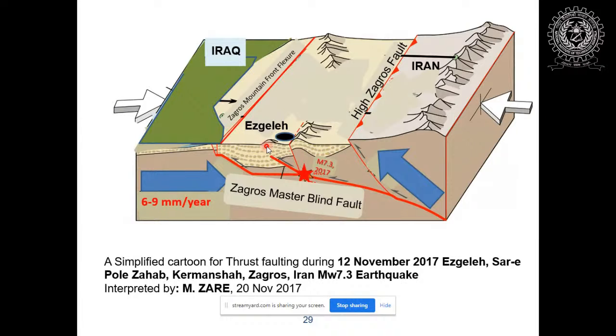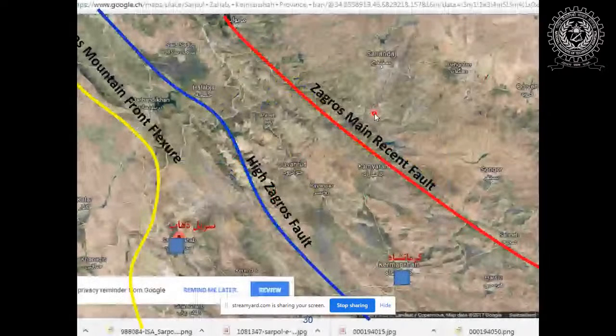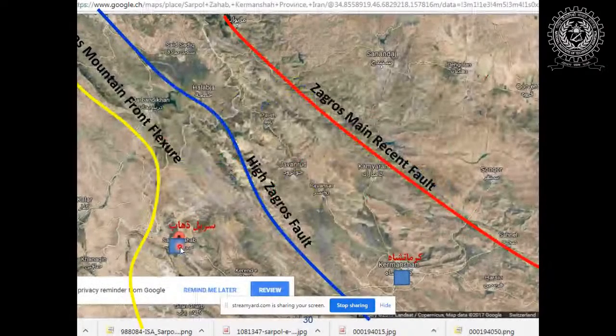I mean, surface rupture due to the earthquake fault. The rate of shortening in that collision area is about 6 to 9 millimeters per year, and it is very close to the Iran-Iraq border region. As you see, the Zagros Mountain Front Fault is very close to this region. The epicenter was between the Mountain Front Fault and the High Zagros Fault, and this was the location of the epicenter.